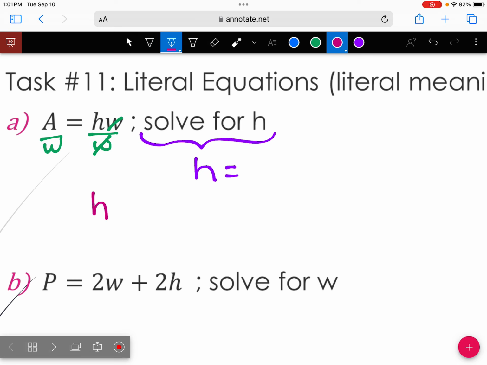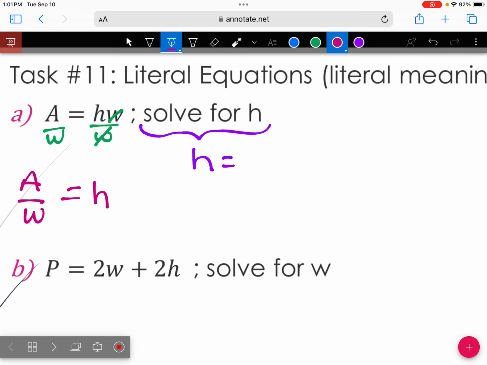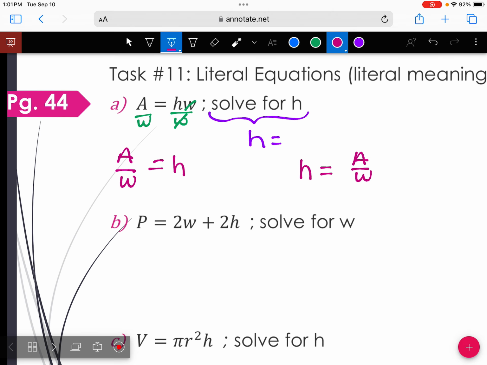Our h is all that's left on this side, and we have a over w. It won't simplify any further. If it bothers you to have our equals on the right-hand side, you can switch them. H equals a over w. It does not matter to me how you do it. Equals h is the same thing as h equals. But we did that by dividing both sides by w.